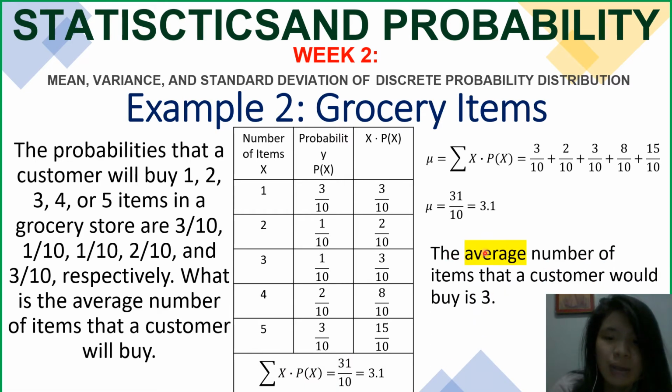Therefore, the average number of items that a customer would buy is 3. We round it down because of the 1. In rounding off pala, we round up kapag 5 pataas yung last number niya. Kapag naman 4 pababa, round down siya. In this case, 1, so that is 4 pababa. We round it down. Kaya yung sagot natin is 3.